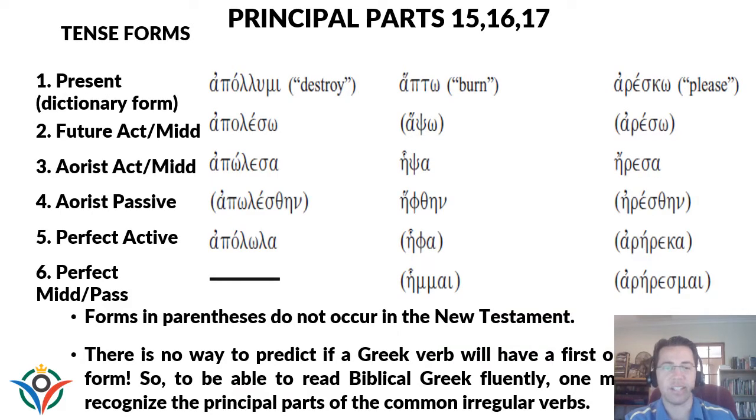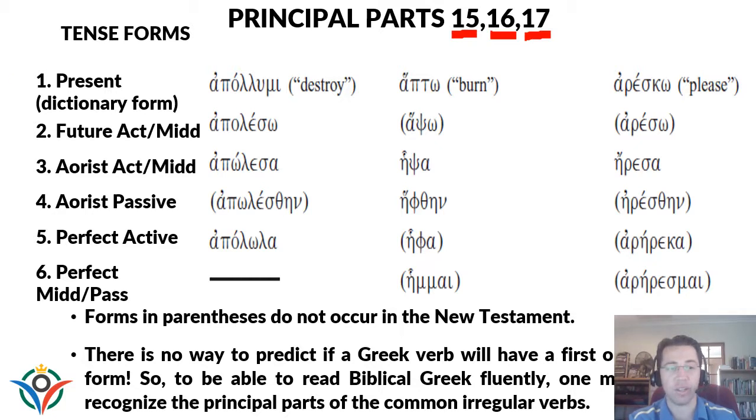Let's now take a look at our principal parts for this lesson. And today we're looking at principal parts 15, 16, and 17. Just remember that the goal of learning principal parts is not to memorize them unless you really have a photographic memory where you can do so. But if you don't, then we are aiming just to recognize the various principal parts for the various tenses.